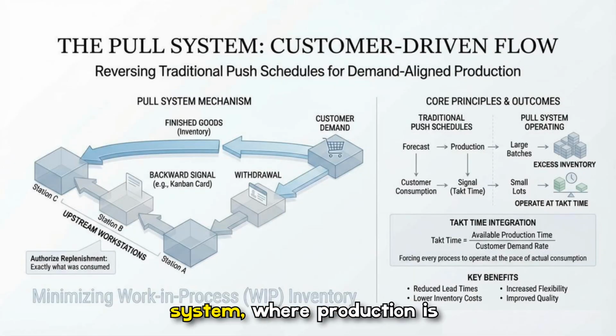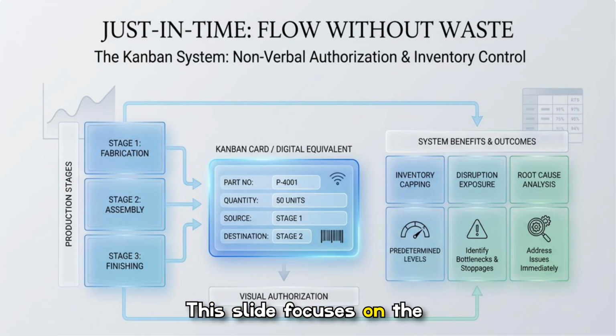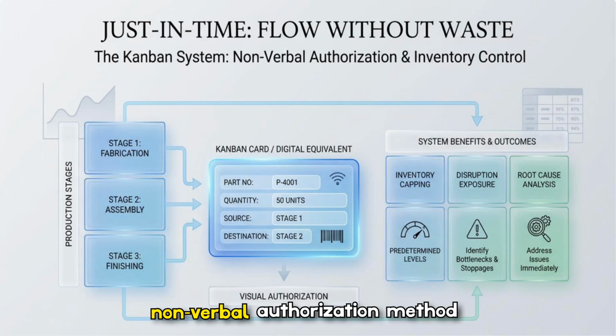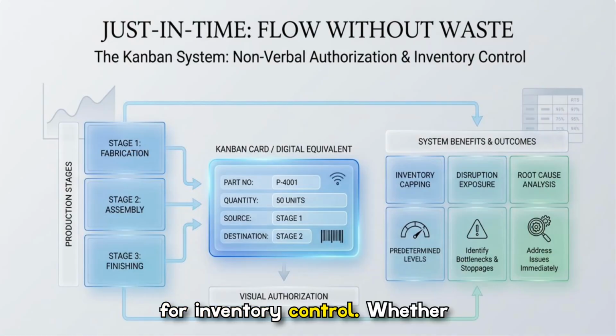Here we explain the pull system, where production is driven by actual customer demand rather than forecasts. The diagram uses Kanban signals and withdrawals to authorize replenishment, minimizing work-in-process inventory and aligning takt time with consumption. This customer-driven flow reduces lead times, lowers inventory costs, and increases flexibility by forcing each process to operate at the pace of real demand.